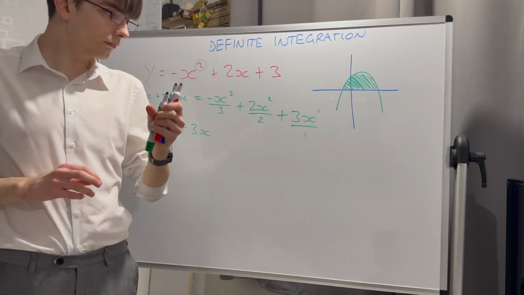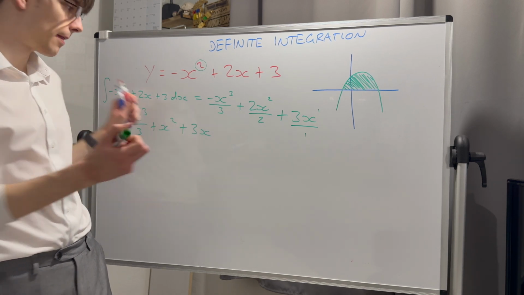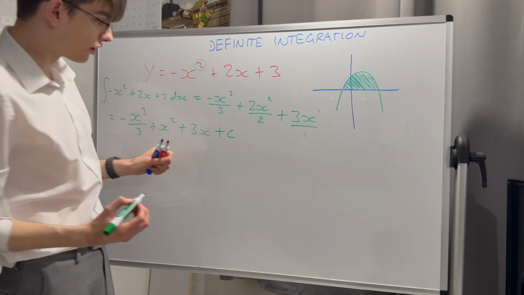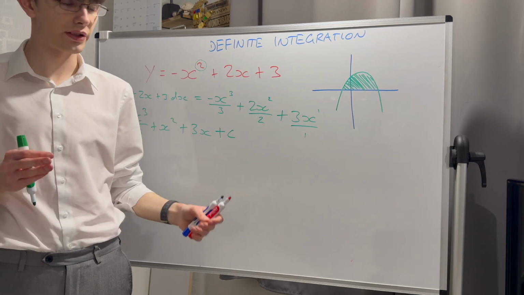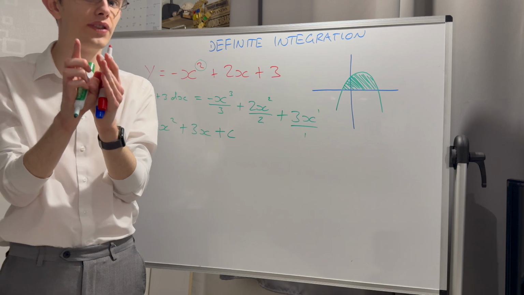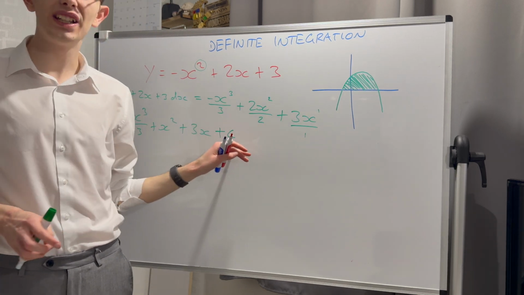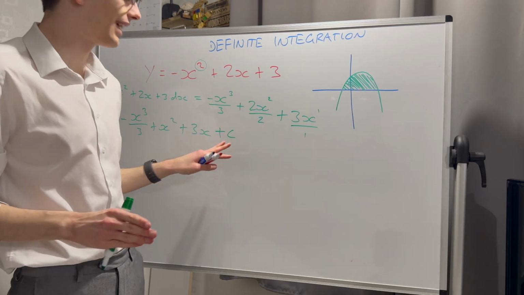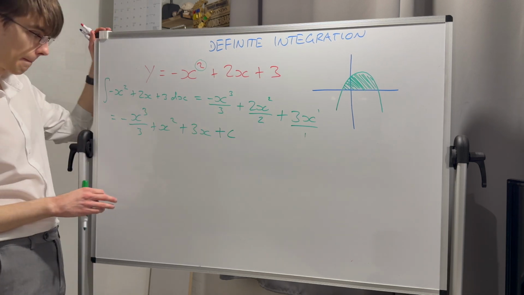Now, what I, of course, have forgotten here is my plus c. And despite this plus c being incredibly important, with definite integration, and only with definite integration, when there is a curve and an area, we can actually get rid of it. I'm not going to just do that, I'm going to show you why, but we can just ignore it. So, let's go from here.